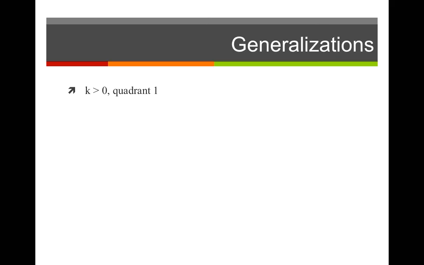So for generalizations, let's put it all together here. For k is greater than 0, we're going to start in quadrant 1. For k is less than 0, we do our beginning in quadrant 4. All of these graphs contain the point (1, k).